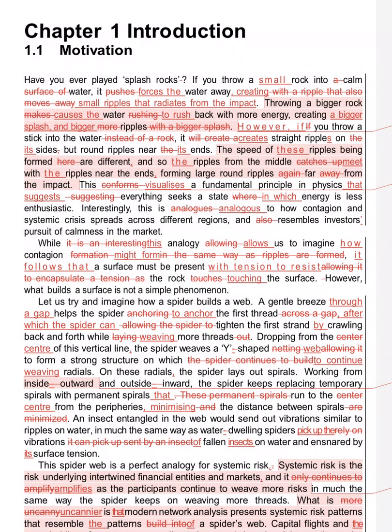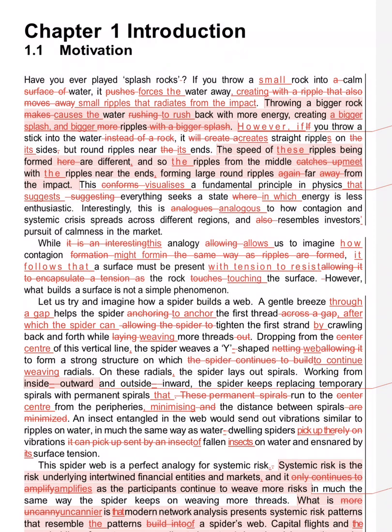If you throw a stick into the water, it creates. We are not talking about future up until now. So why do you put future tense? It creates straight ripples on its sides, but round ripples near its ends. So we're talking about the stick and everything is happening around the stick, right? So it creates straight ripples, again, not one ripple, multiple ripples, on its sides, but round ripples near its ends.